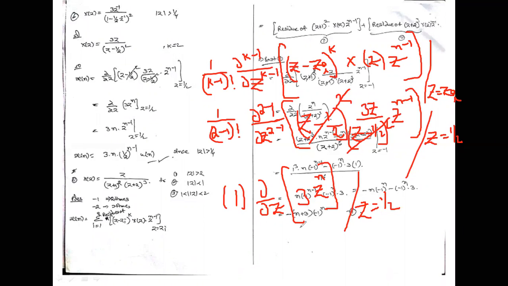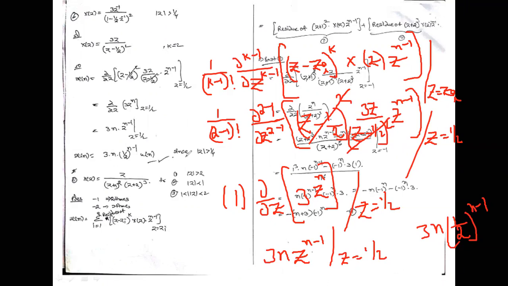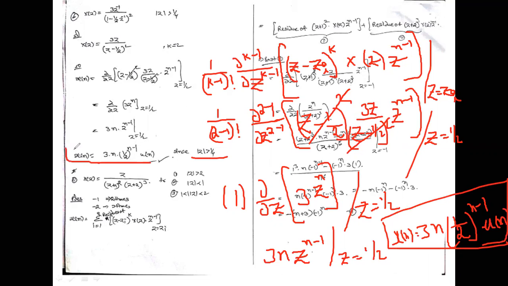Now we apply the partial derivative with respect to z for z power n: 3 into n, z power n minus 1, at z equal to 1 by 2. That gives 3n into 1 by 2 whole power n minus 1. Since the ROC is greater than 1 by 4, multiply with mu of n. So x of n for the given function x of z is the inverse Z transformation 3n into 1 by 2 whole power n minus 1 mu of n, for x of z equal to 3z by z minus 1 by 2 whole square. If the power increases still more, we can also do it by using this formula. Understood, my dear students?